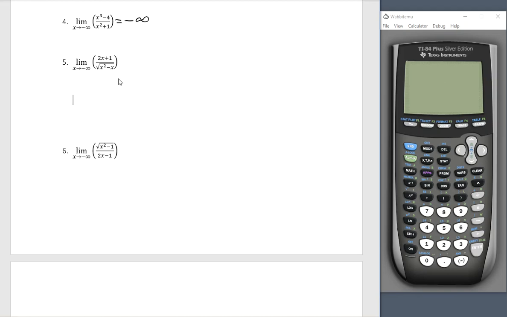Let's see. As I'm doing this one, the work I would do, I have my 2x plus 1, and I have my square root of x squared minus x. I remind myself that the square root of x squared is the same as x on the outside. So I divide everything by x outside of the radical, and I divide everything by x squared inside the radical.